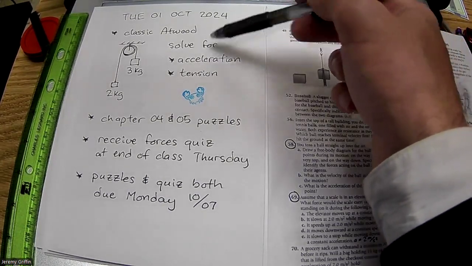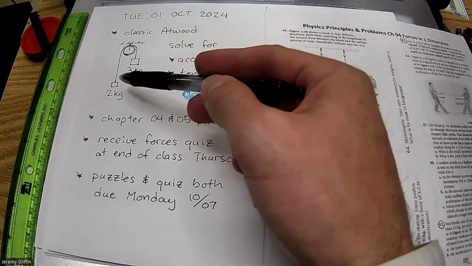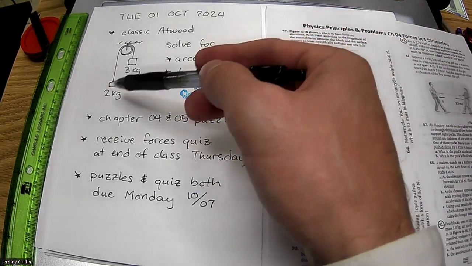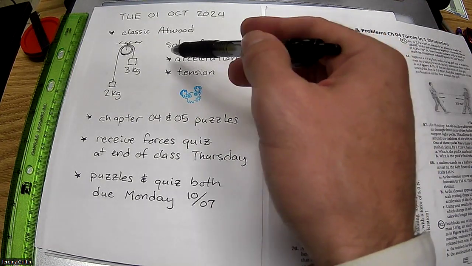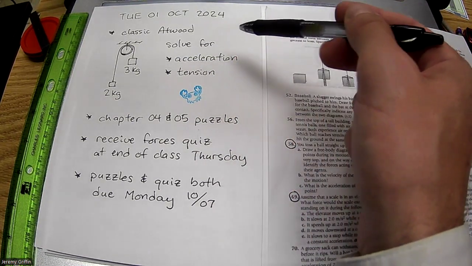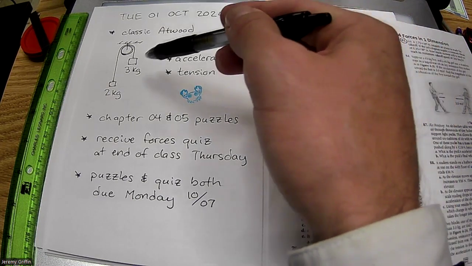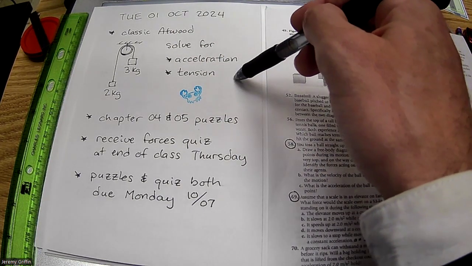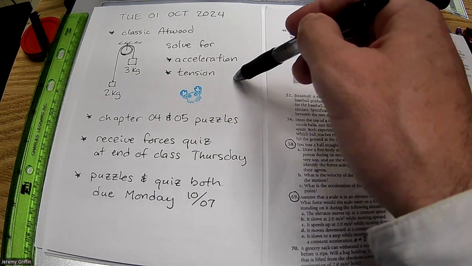Classic Atwood. Hey, this looks like your guys' lab yesterday. Suppose I have 2 kilograms and 3 kilograms, double elevator classic Atwood. What is the acceleration of the system? And then a follow-up question: what is the tension in the string? Shouldn't have had you guys address so much yesterday, but maybe we can figure that out too.